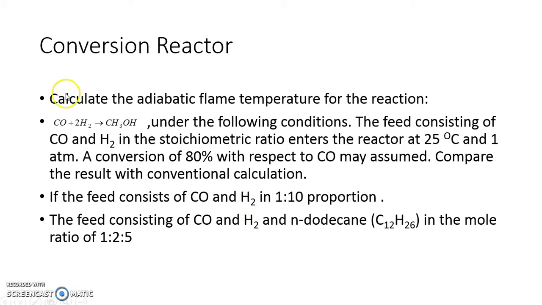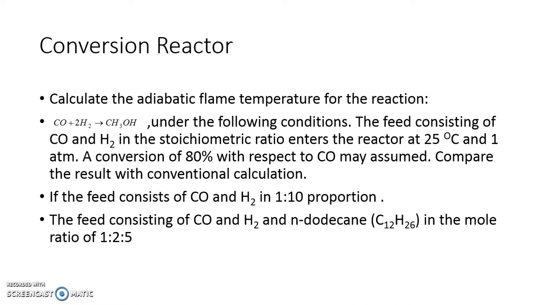So the problem statement is: calculate the adiabatic flame temperature for the reaction CO plus hydrogen giving you methanol under the following conditions. The feed consisting of carbon monoxide and hydrogen enters in the stoichiometric ratio at 25 degrees Celsius and 1 atmosphere. A conversion of 80% is expected with respect to CO.